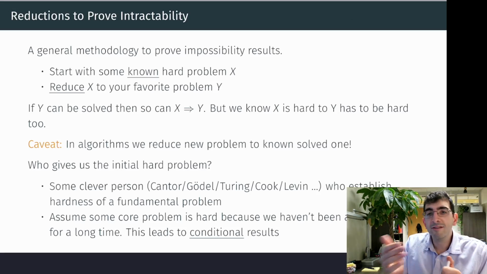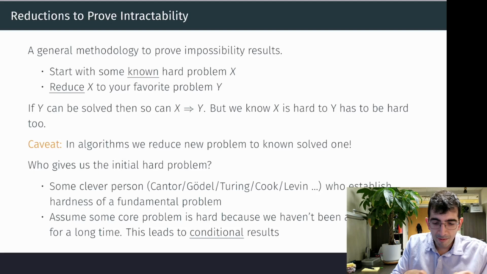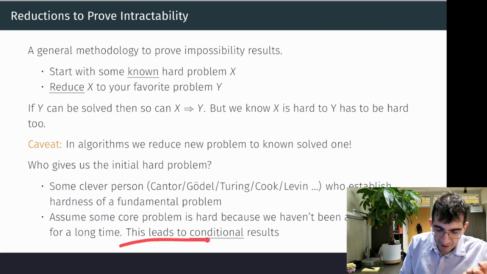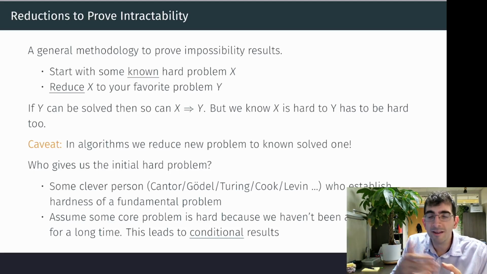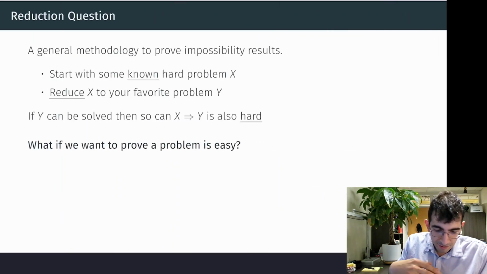So this isn't perfect. And of course, the major drawback is that it leads to conditional results, i.e., as long as this problem is unsolved, as long as we assume this problem is hard, then that's what your proof is based on. It's not on concrete grounds, but if there's no other option, there's no other option, right? So that's the other way to prove.